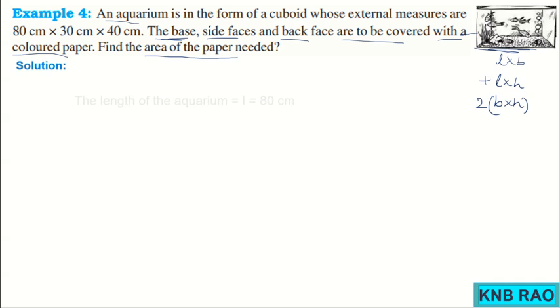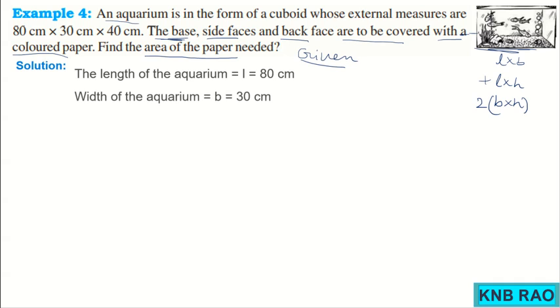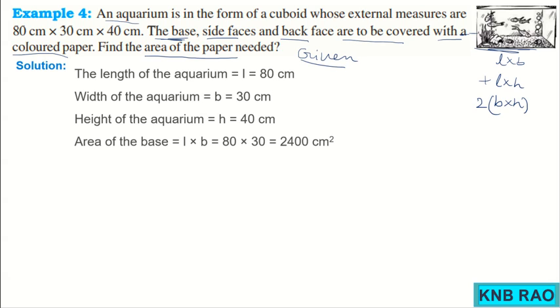First thing is, the length of an aquarium L is given as 80 centimeter. So it is customary to write what is given to us from the question as the sequential steps in the beginning of the solution. So length of the aquarium is 80, width of the aquarium is 30, height of the aquarium is 40 centimeter. Now we'll go for finding area of the base, that is L into B.